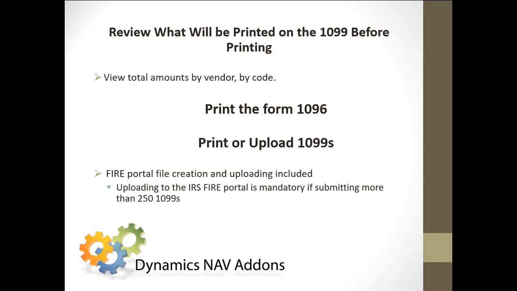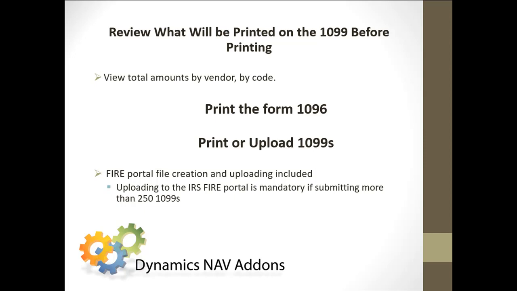Another report that we offer will show you a total printout of what's going to be printed on the 1099s by vendor by IRS code. It'll also allow you to print a 1096, which, believe it or not, is not present in NAV. Although they allow you to print 1099s, you can't print a 1096, which is mandatory if you're going to print and mail your 1099s to the IRS.